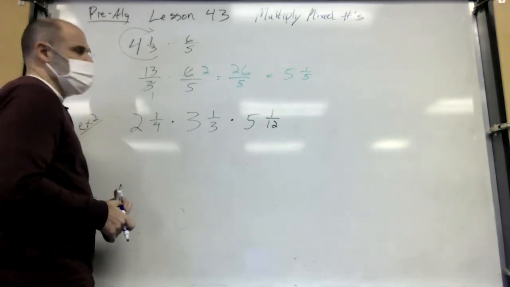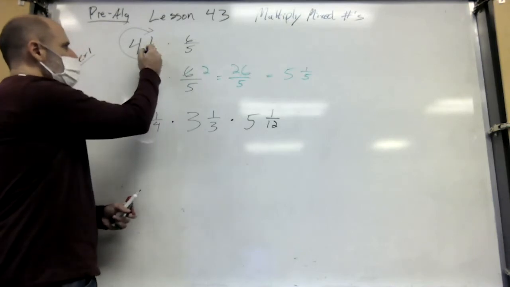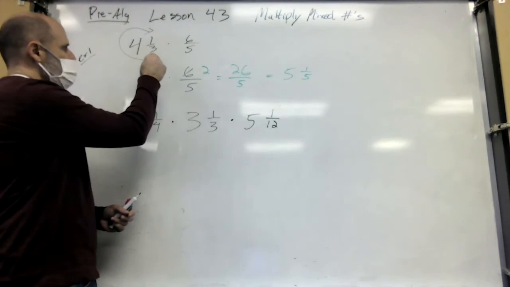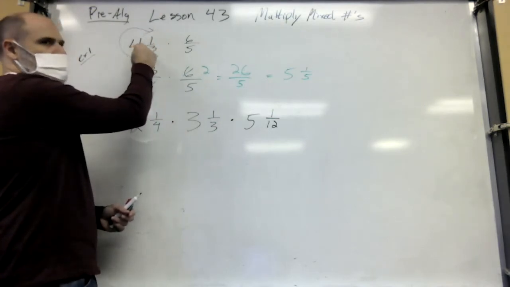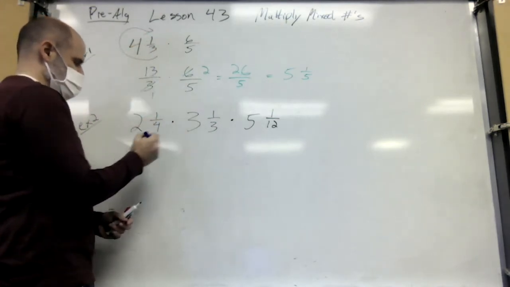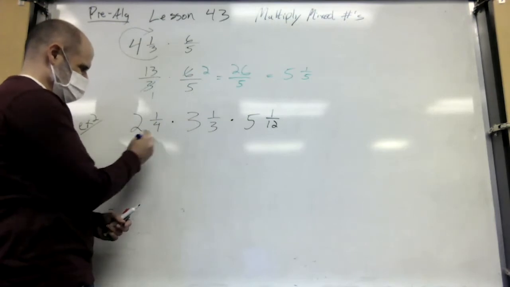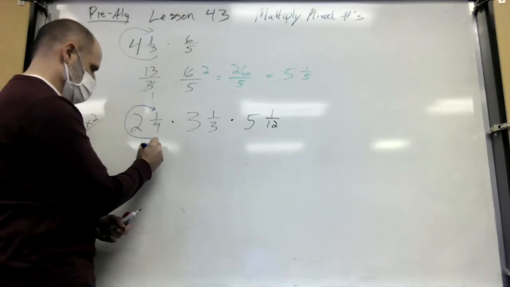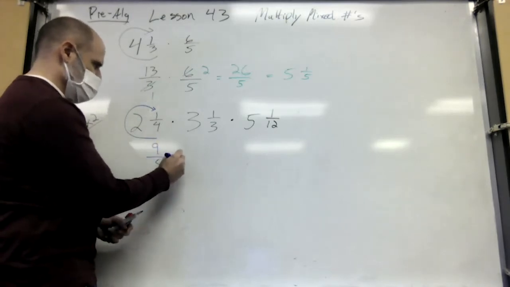See what we did up here? 4 1/3, we changed to 13/3. How did we do that? 3 times 4 plus 1. So how do you do this? Take 2 times 4 equals 8, plus 1 equals 9, so then 9/4. Nice. Okay, do the same thing here.